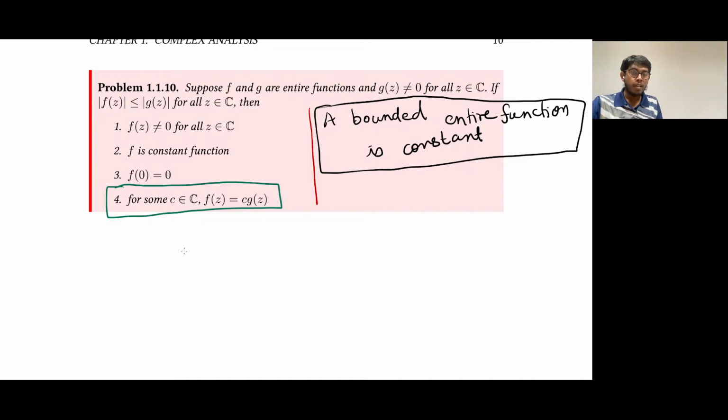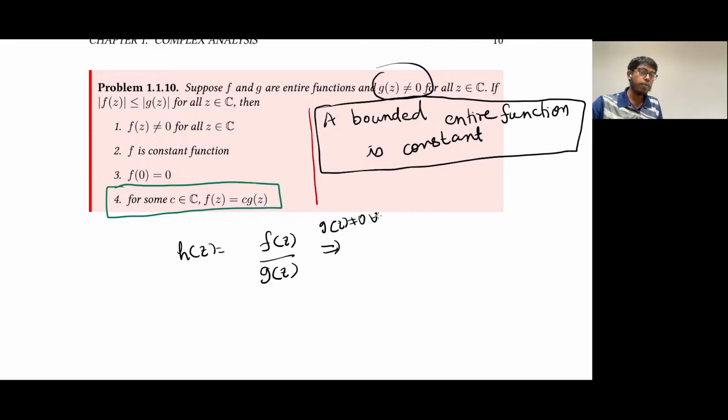Now you see that h(z) equals f(z) by g(z). You see that g is not 0 for all of C, and f and g both are analytic or entire. So therefore g(z) is not equal to 0 for every z. So this implies h is an entire function.